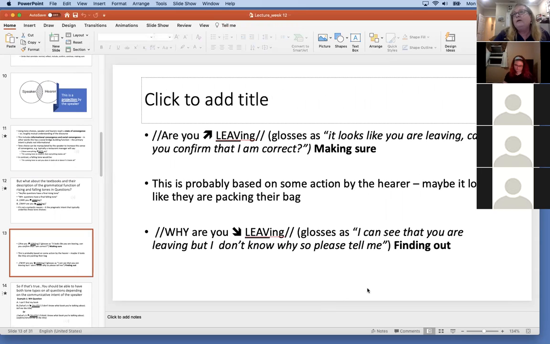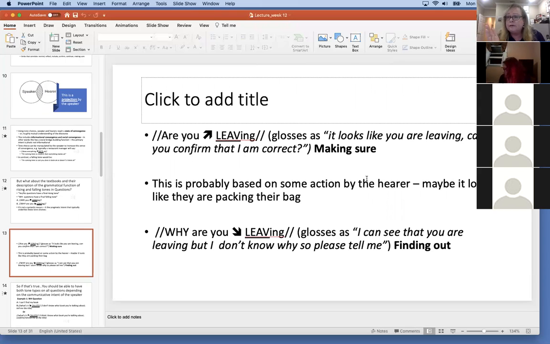Okay. So if I say, "Are you leaving?" it glosses as, "It looks like you're leaving. Can you confirm that I'm correct?" So it's like making sure, it's a confirmation, right? And you're probably saying that because there's some kind of action on the part of the hearer. Maybe it looks like they're packing their bag, or it looks like they're doing something. So you're like, "Oh, are you leaving?" It looks like you are, so tell me that that's happening, okay?